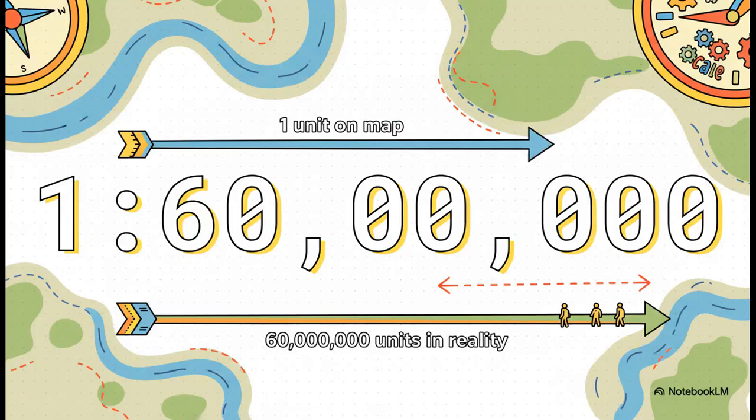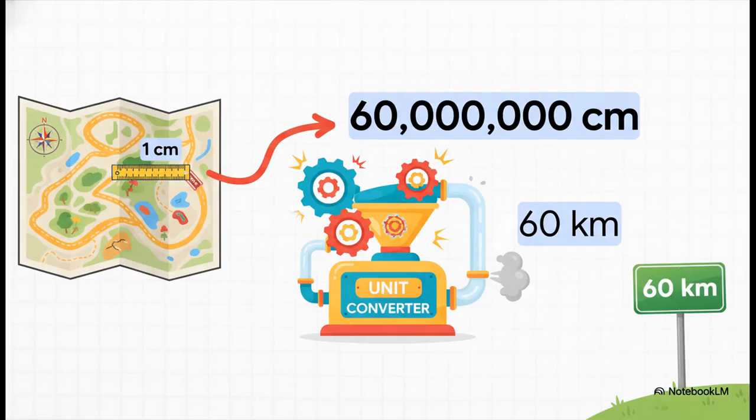So you might see a common map scale that looks something like this, 1 to 60 million. And you might think, whoa, that's a huge number, but what does it actually mean? It's really simple. It just means that one unit on the map, it could be a centimeter, an inch, it doesn't matter, represents 60 million of those exact same units in the real world. So let's say 1 centimeter on the map represents 60 million centimeters on the ground. Now, nobody I know thinks in millions of centimeters, right? So we do a quick conversion, and it turns out that's actually 60 kilometers. And just like that, a gigantic, confusing number becomes something we can actually understand.